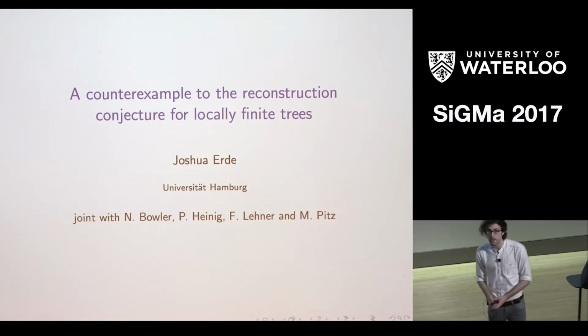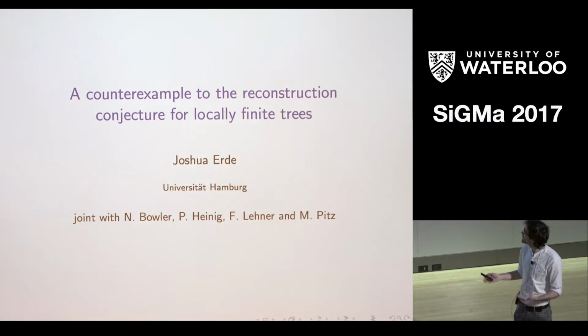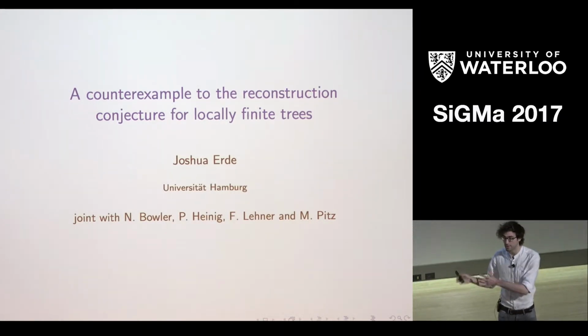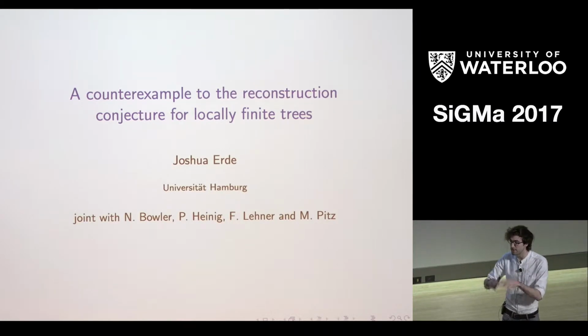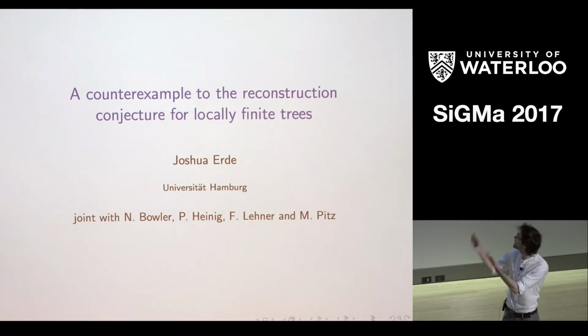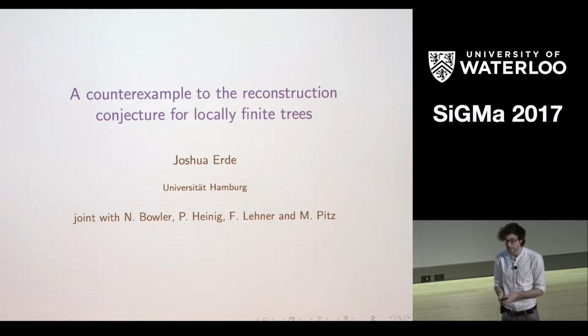Okay, so in its broadest sense, a reconstruction problem asks whether we can identify a certain structure just by the information that is contained in some collection of its substructures. For the talk today, the structures we're going to be thinking about are graphs, infinite graphs, and the substructures from which we're going to try and reconstruct them are the vertex-deleted subgraphs.